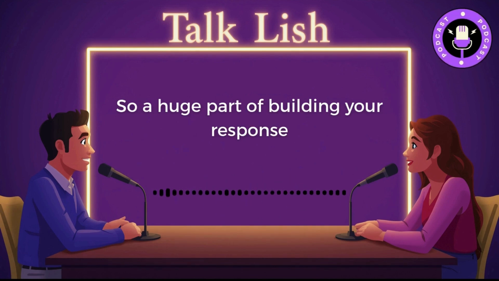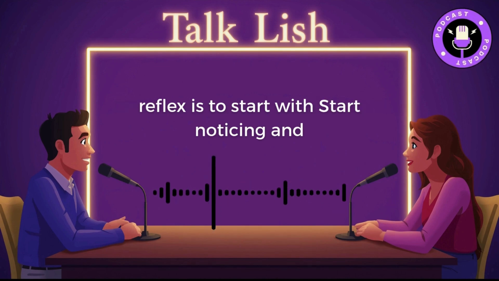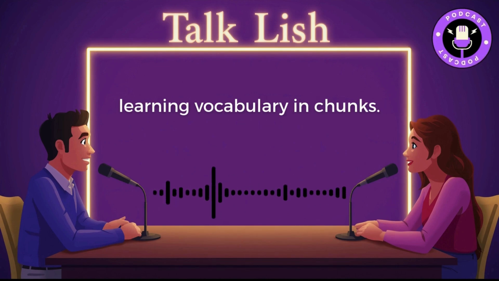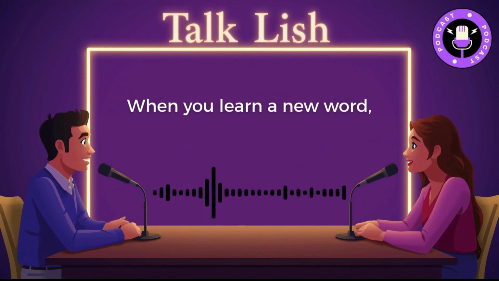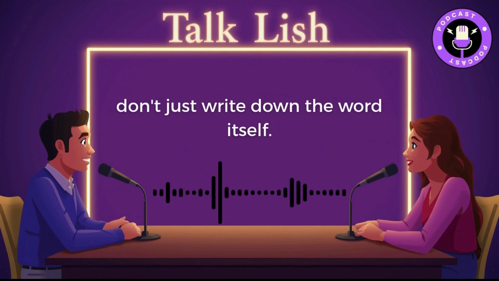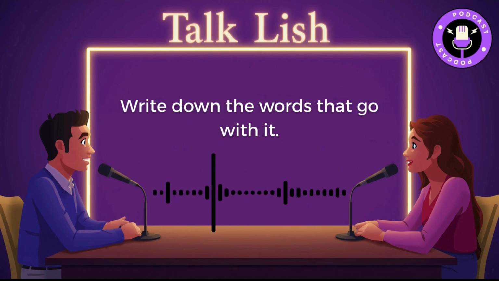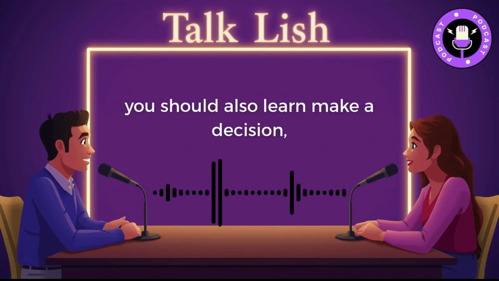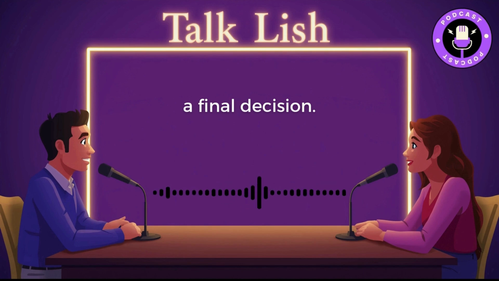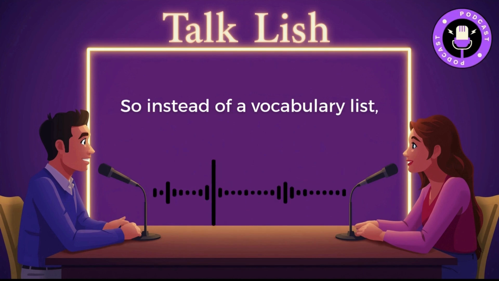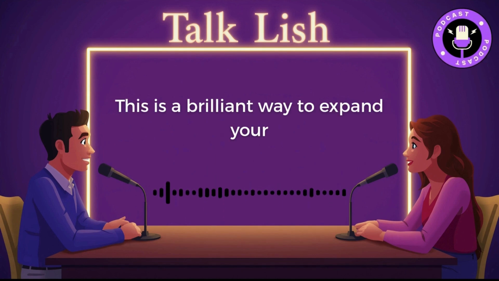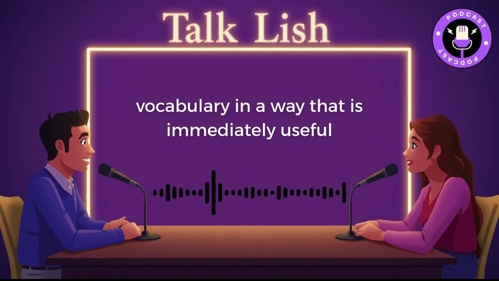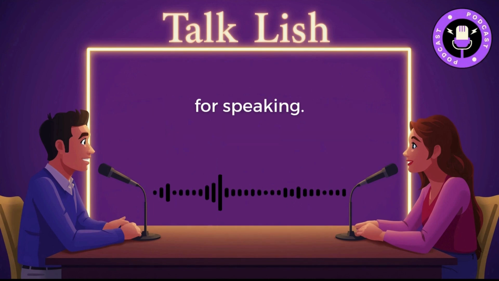So a huge part of building your response reflex is to start noticing and learning vocabulary in chunks. How can our listeners do this? When you learn a new word, don't just write down the word itself. Write down the words that go with it. If you learn the word "decision," you should also learn "make a decision," "a tough decision," "a final decision." So instead of a vocabulary list, you create a collocation map around new words. This is a brilliant way to expand your vocabulary in a way that is immediately useful for speaking.